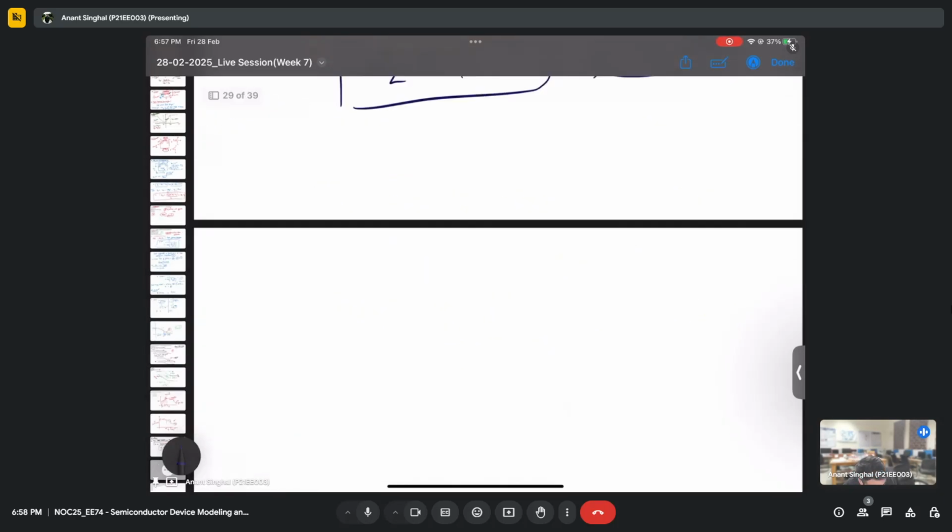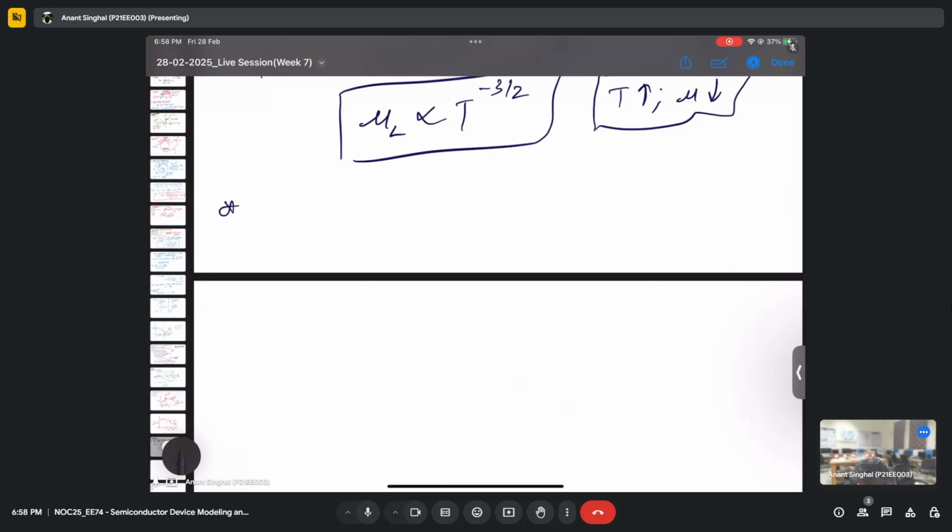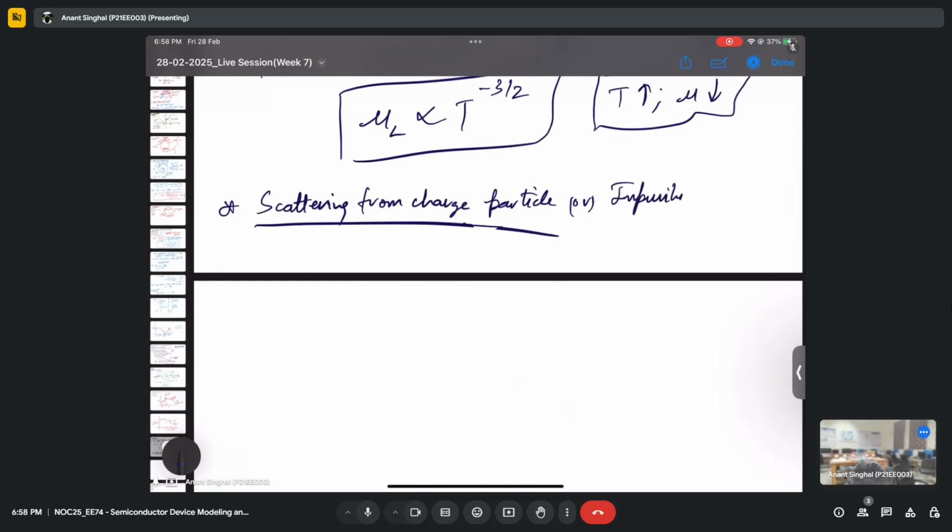Now there can be one more scattering, that is due to the impurities present. So scattering from charged particles, or you can say impurity scattering. So what happens in this particular case? Electrons also interact with the charged ions. So there could be some charged ions in the crystal, such as donor or acceptor ions I'm talking about. In this case, it is important to see how much time the electron spends interacting with this donor or the scattering ions.